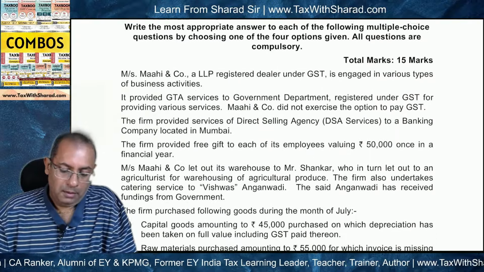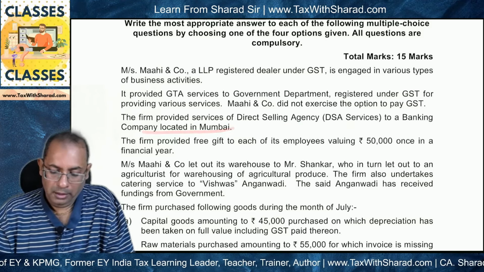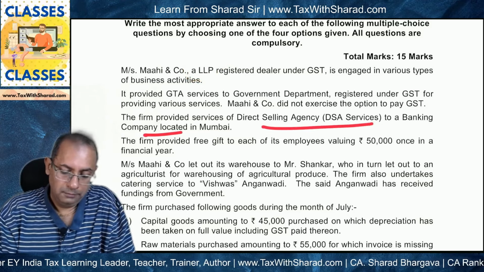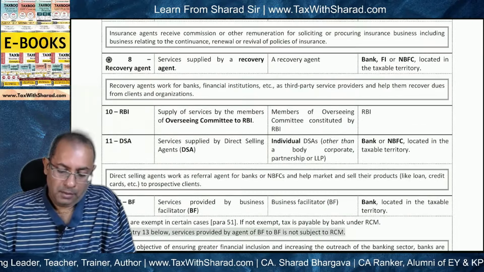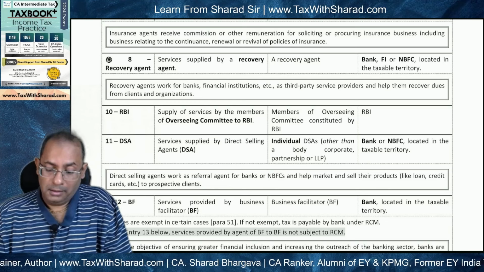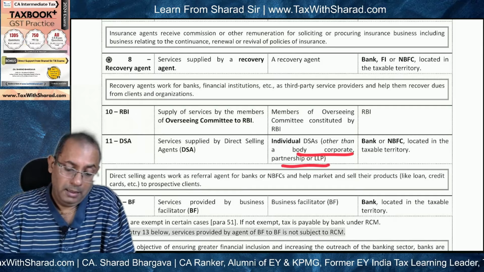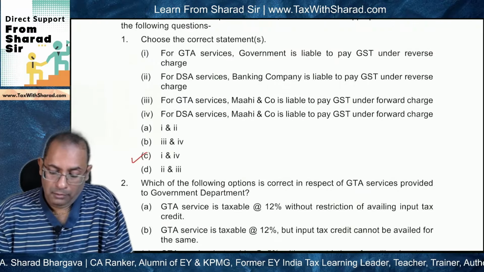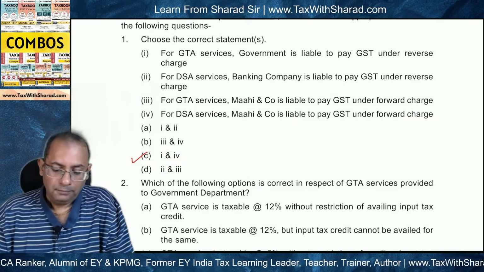What about DSA? The question says the firm provides services of DSA to a banking company located in Mumbai. So Mahi and Company is an LLP. So an LLP is providing DSA services to a bank. Let's see. So DSA, okay, services supplied by an individual DSA to a bank are covered under RCM. The supplier should not be a body corporate, partnership or LLP. In our case, Mahi and Company is an LLP, so RCM will not apply, which means that Mahi and Company is liable to pay GST under forward charge. So consequently, C becomes the correct option. Clear?